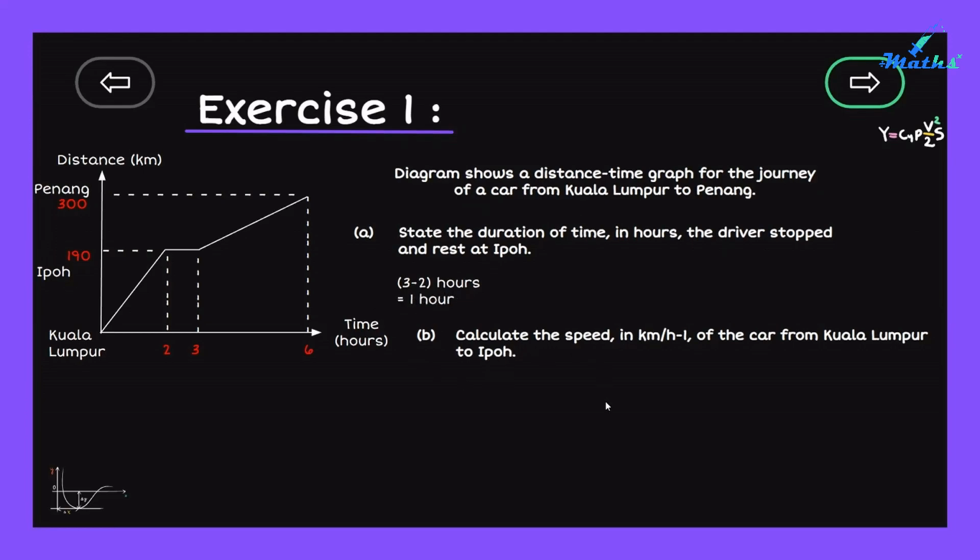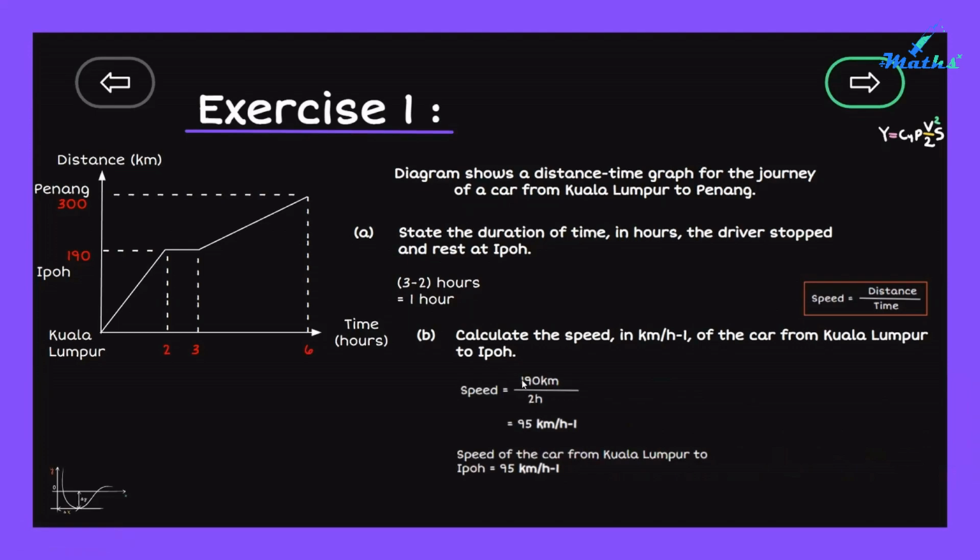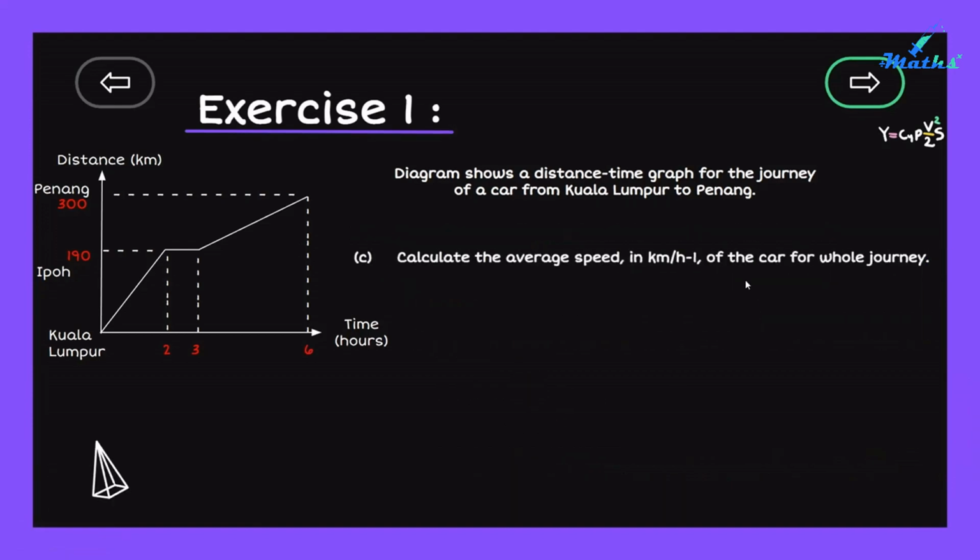And then let's calculate the speed. So the speed is distance divided by time. So it's Kuala Lumpur to Ipoh, which is this area. We need to find the speed in this area. So it's 190 minus 0. First of all, let's write 0 here. And then 2 minus 0 and divide them together. 190 km divided by 2 hours equals 95 km/h. So the answer is the speed of the car from Kuala Lumpur to Ipoh equals 95 km/h.